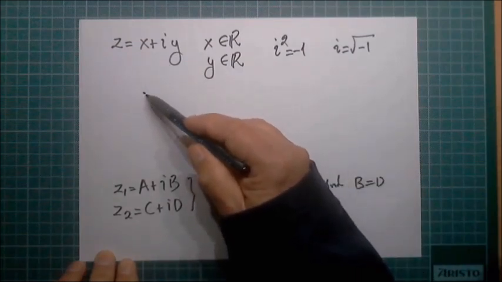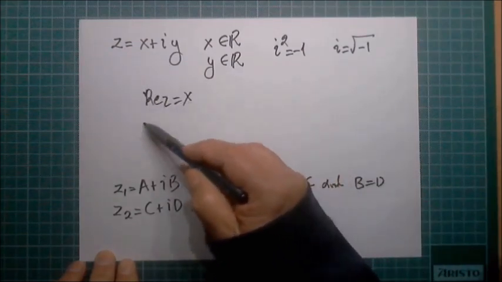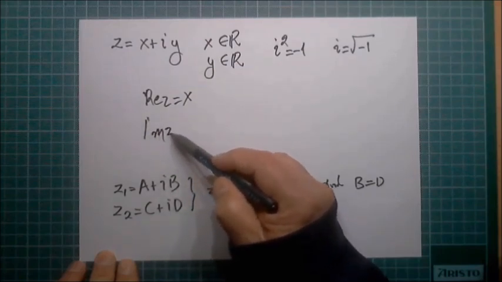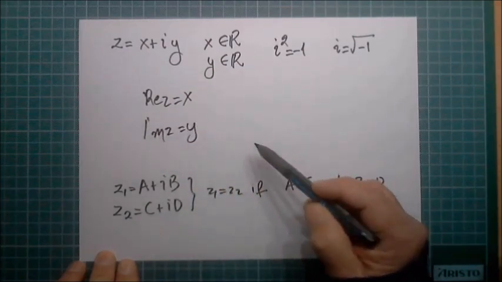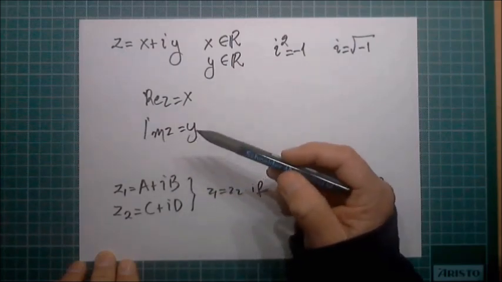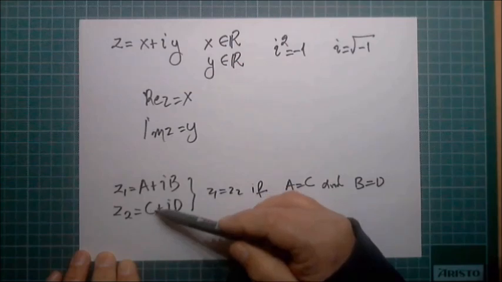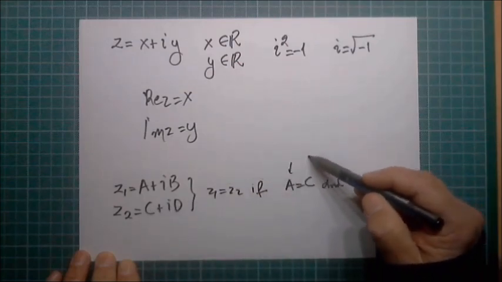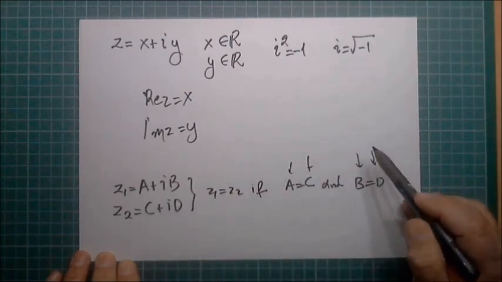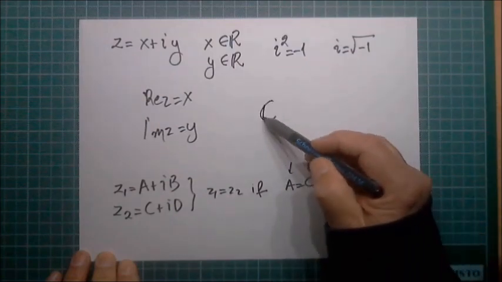The real number x is the real part of z, and we write x equals real z, and the number y is the imaginary part of z, and we write y equals imaginary z. Two complex numbers are equal if their real parts are equal and their imaginary parts are equal. The set of complex numbers is denoted by C.